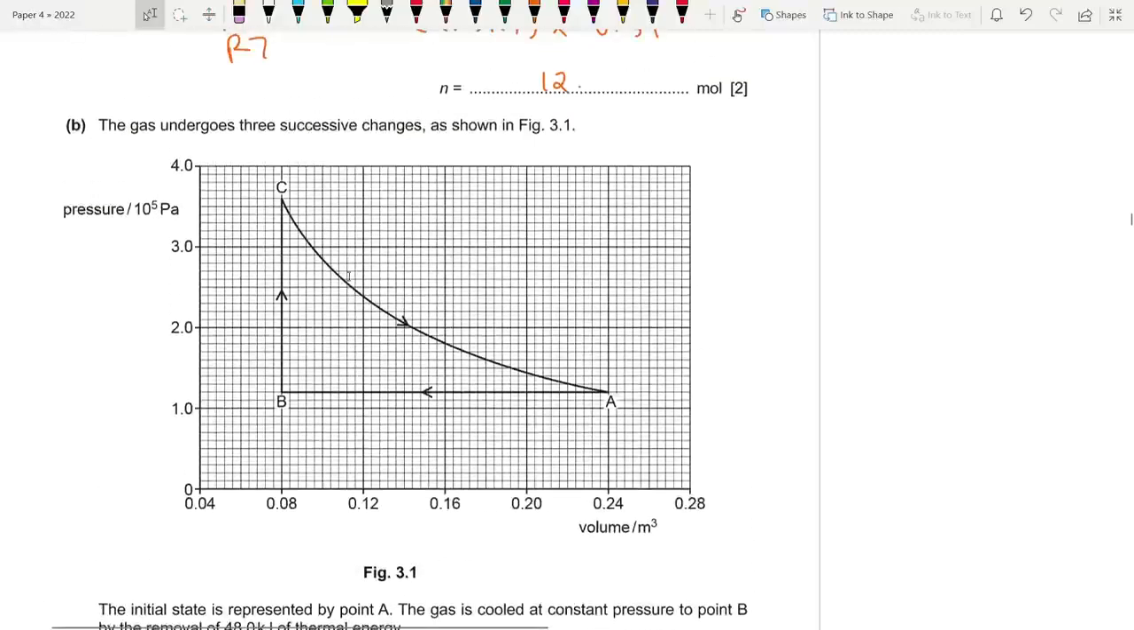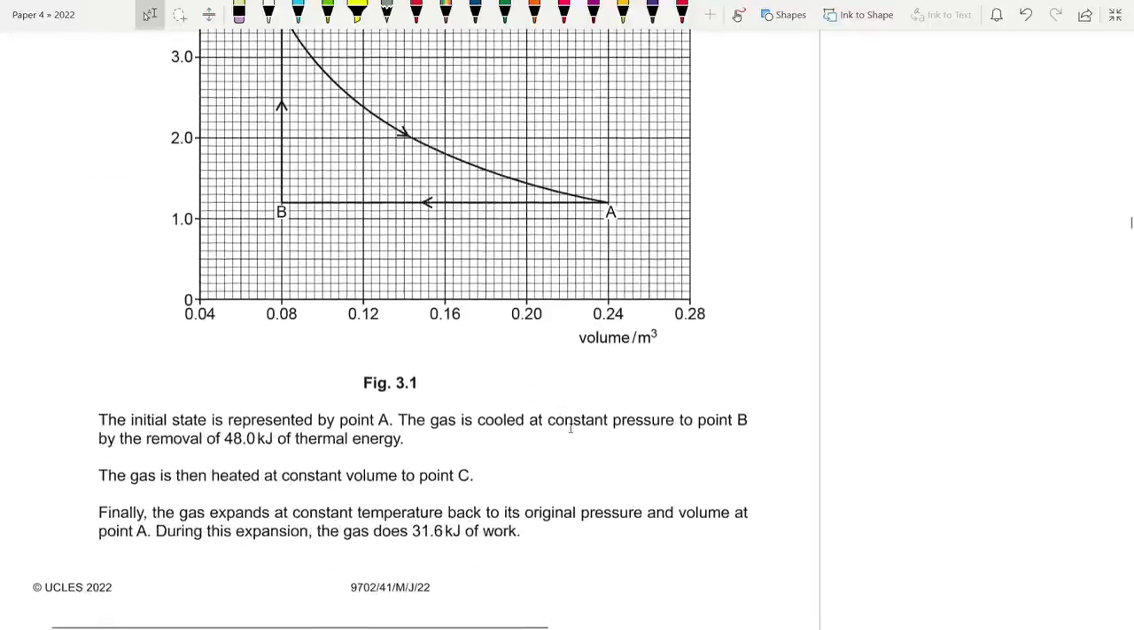All right. So you guys need to remember that the total internal energy change for one cycle, from A to B, B to C, and C to A, is in fact 0. The total change is 0. So the initial state is represented by point A. The gas is cooled at constant pressure to point B by the removal of 48 kilojoules of thermal energy.